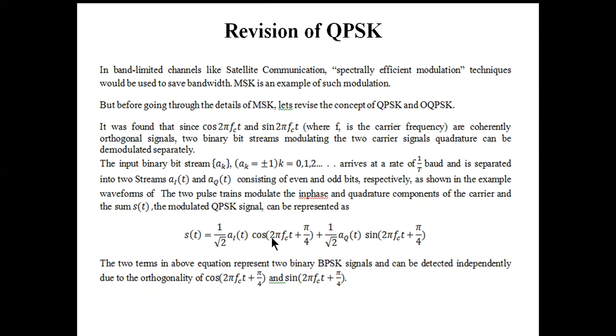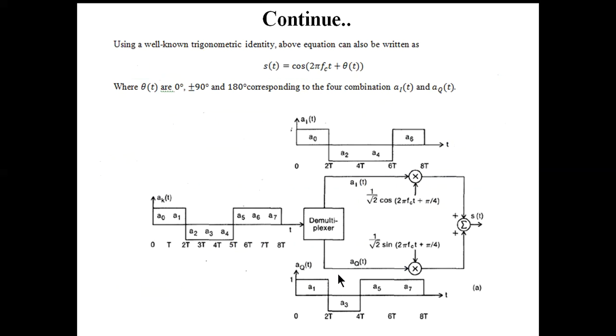So these two terms are nothing but two separate BPSK signals. You can see that a_I can take either plus or minus 1, and a_Q can also take either plus or minus 1. Plus or minus 1 is nothing but a phase difference of 0 or pi. So for plus, the phase difference is 0, and for minus, the phase difference is pi. So this represents a BPSK, and this represents another BPSK, but they can be detected easily and independently, as they are orthogonal in nature. That means cos(2 pi fc t plus pi by 4) and sin(2 pi fc t plus pi by 4) are orthogonal in nature.